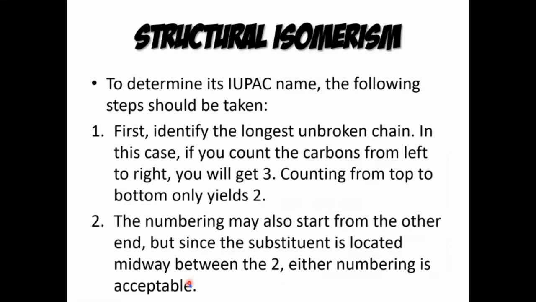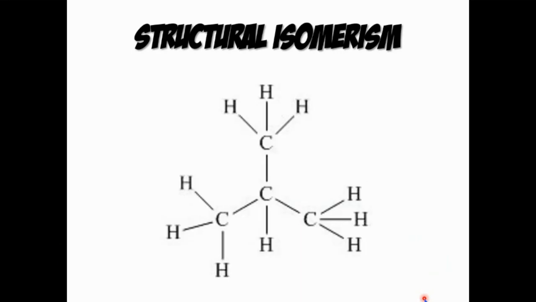So, first, identify the longest unbroken chain. In this case, if you count the carbons from left to right, you will get 3. Counting from top to bottom only yields 2. The numbering may also start from the other end, but since the substituent is located midway between the two, either numbering is acceptable. Kasi may mga ganong cases lalo na kapag nasa midway ang mismong substituent, makikita natin siya later on. Kasi medyo nagugulat pa tayo pagdating dito, and once na in-apply natin, magigets natin kung ano ibig sabihin na number 2.